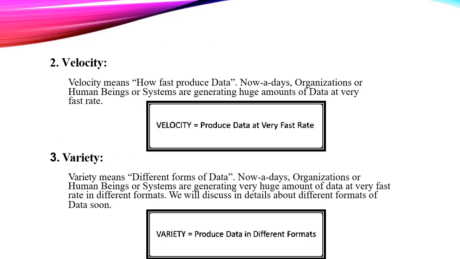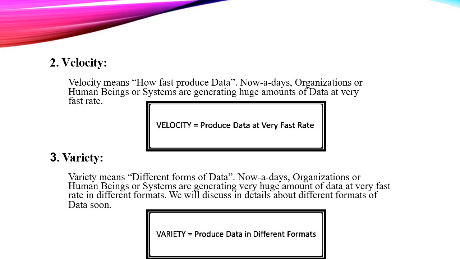Then velocity. Velocity means how fast data is produced. Nowadays, organizations, human beings or systems generate huge amounts of data at a very fast rate. We have seen an example: the New York Stock Exchange generates 1 TB of data per day. So for a month, it provides about 30 TB of data, and it goes on growing exponentially with time. This is termed velocity.